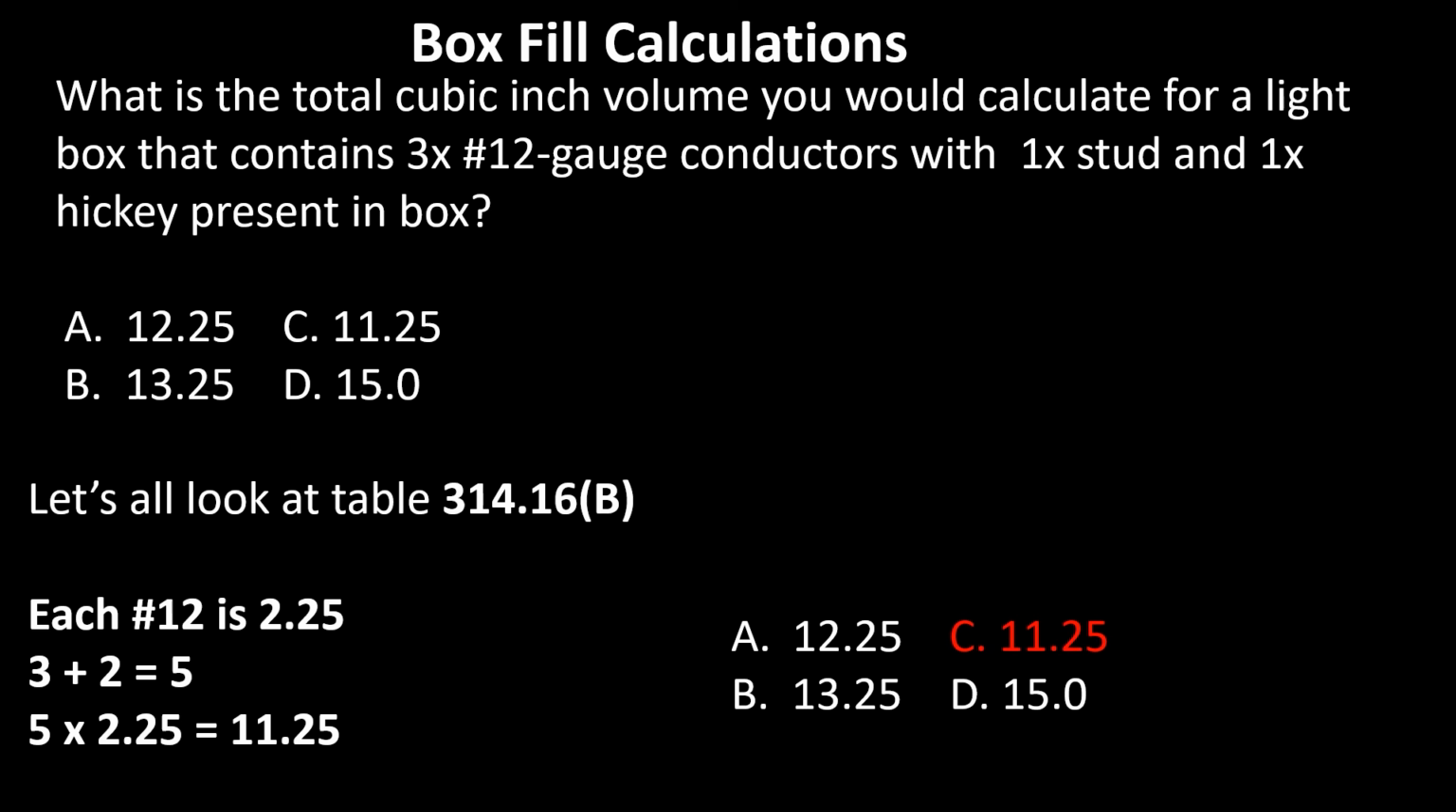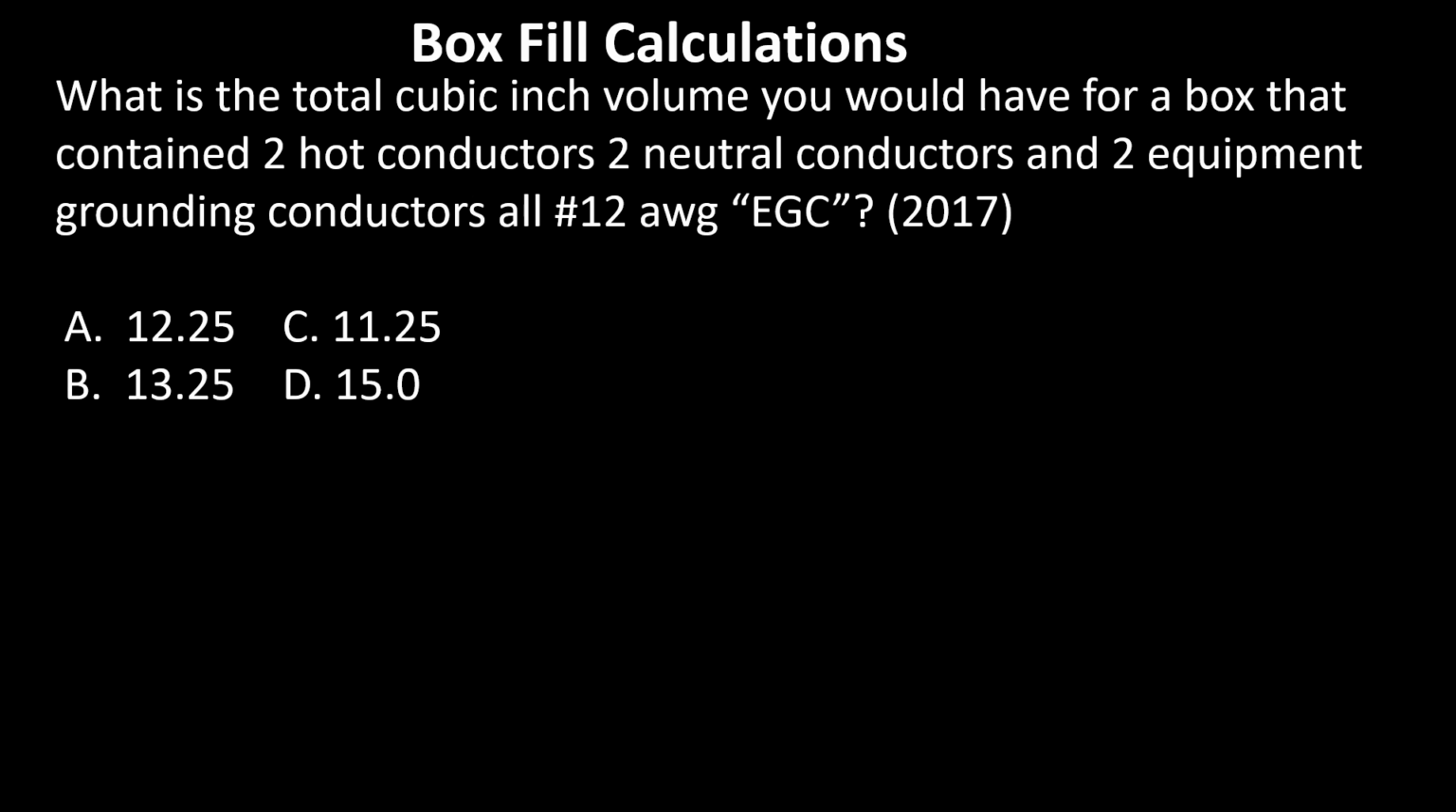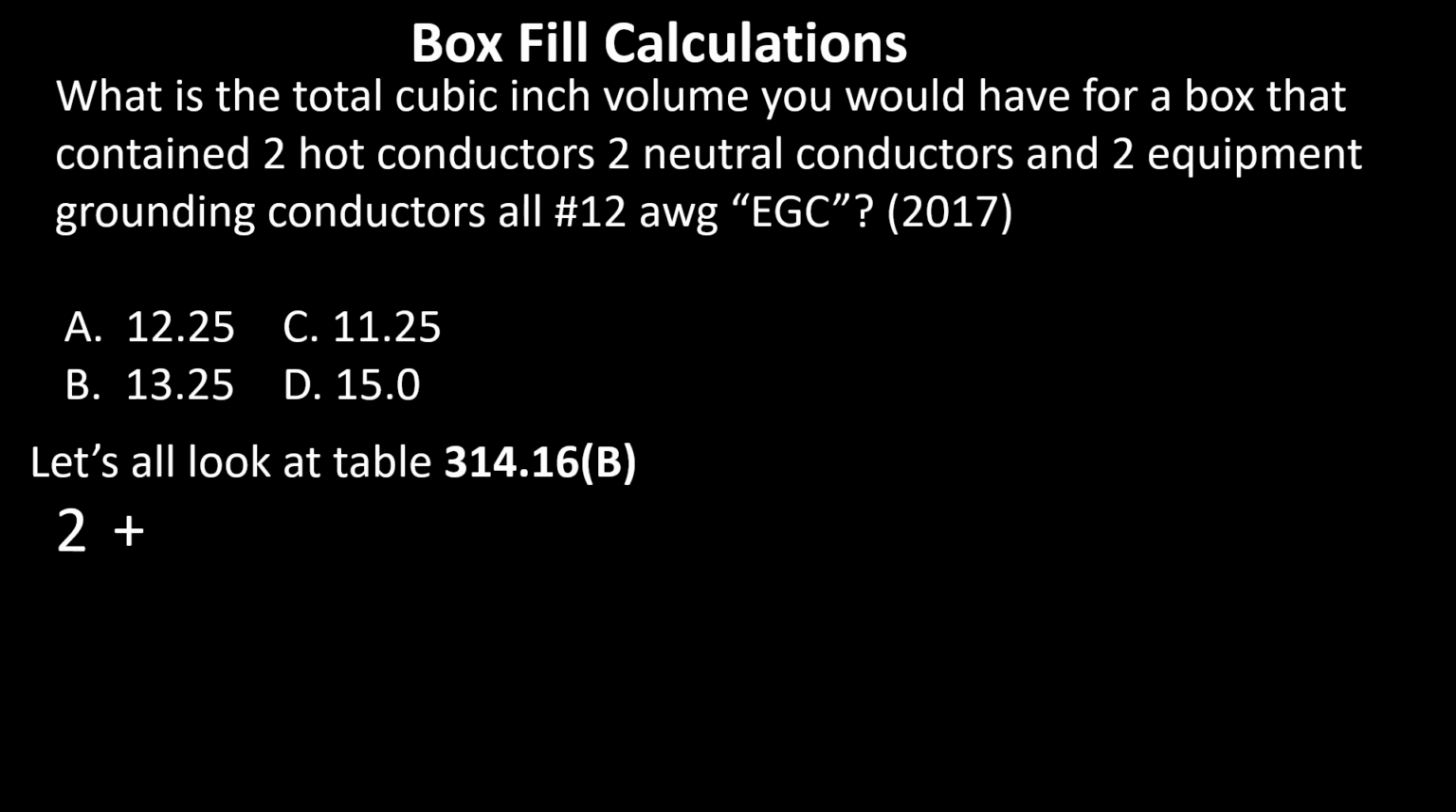Great job. What is the total cubic inch volume you would have for a box that contained 2 hot conductors, 2 neutral conductors, and 2 equipment grounding conductors, all 12 gauge wire in the 2017 code? So we're going to be referencing table 314.16(B). We're going to first count our conductors and see how many there are. So we have 2 hots, we know that they're going to count. We have 2 neutrals, we know that they're going to count. And we have 2 equipment grounding conductors.